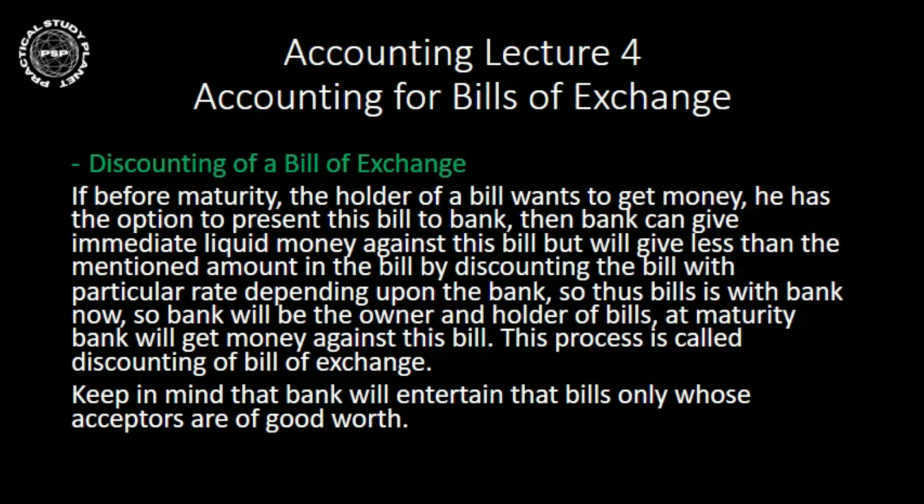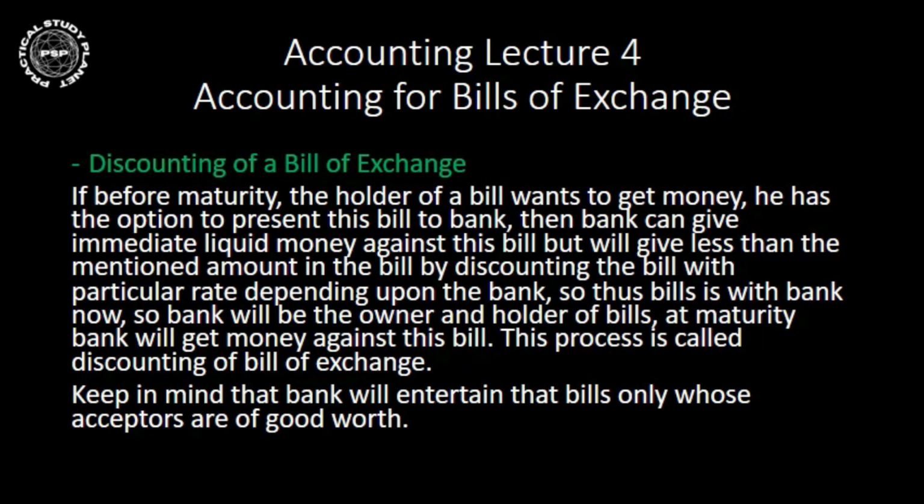Discounting of a bill of exchange. This is another way of treating the bill before maturity. The holder of a bill wants to get money. He has the option to present this bill to the bank. The bank can give immediate liquid money against this bill, but the amount will be less than the amount mentioned in the bill, by discounting the bill at a particular rate depending upon the bank.